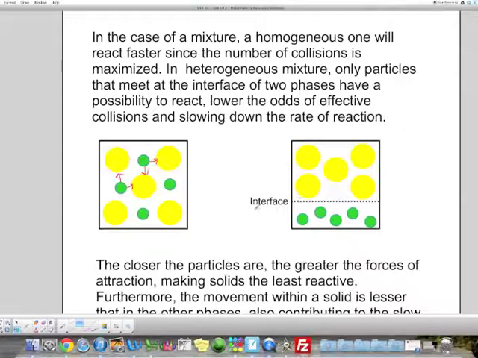The only place where they can react is at what we call the interface, where they're in contact with each other. So this particle can react with this one, maybe, and this one with this one, but the others, such as this one, and this one, have to wait their turn, which slows down the whole process. It slows down the reaction. So in the case of a homogeneous, the reaction rate will be higher. In the case of a heterogeneous, the reaction rate will be slower for the reasons I just explained.